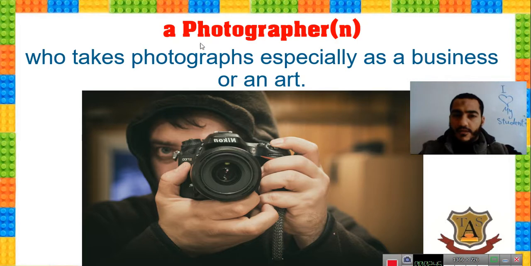A photographer. We have two ph letters, f sound. Photographer. The photographer is a person too. It's like a job. A person who takes photographs, especially as a business or an art. As you see in this picture here, he uses a camera to take some pictures.